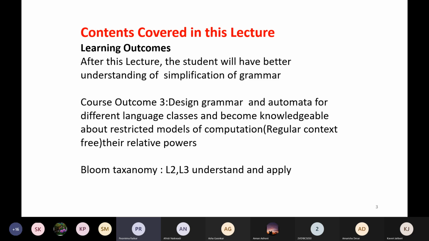The course learning outcome is the third one, that is designing a grammar and automata for different language classes and becoming knowledgeable about restricted models of computation and their relative powers. The taxonomy levels are second and third. We will understand the concepts and apply them to design and simplify the given grammar. Now I'll share the Word document file.